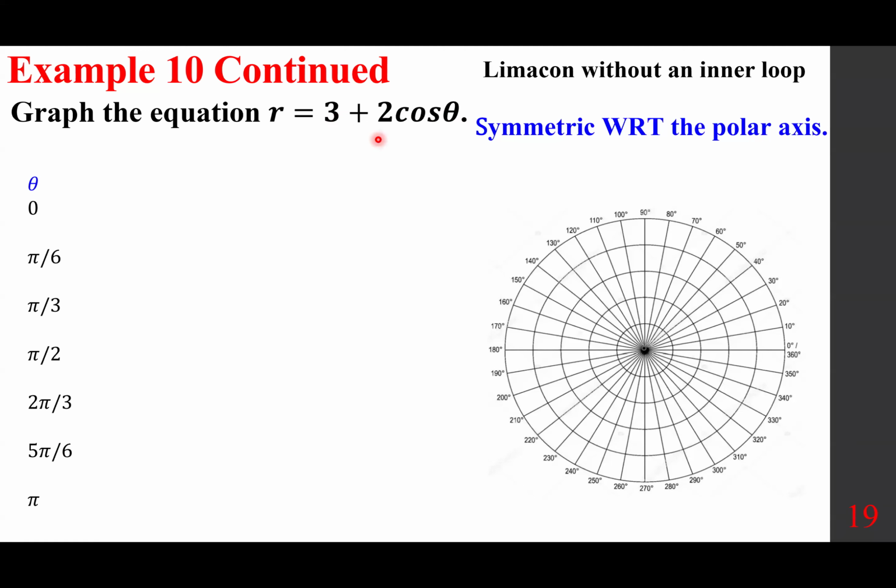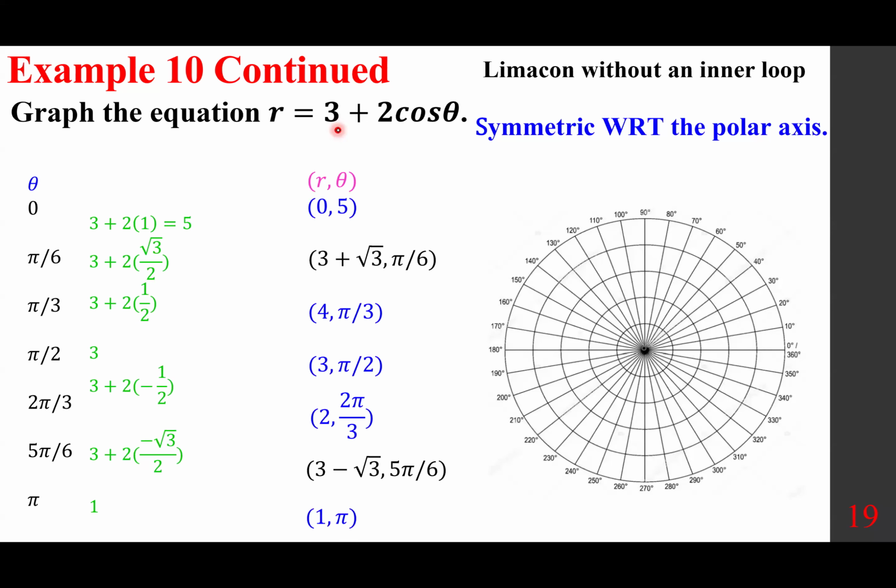5 pi over 6, 3 plus 2 times square root of 3 over 2, but negative because in the second quadrant cosine is negative, and pi, as you know, gives you negative 1. 2 times negative 1 is negative 2, and 3 is positive 1. And these are the pairs. So take a look at those.